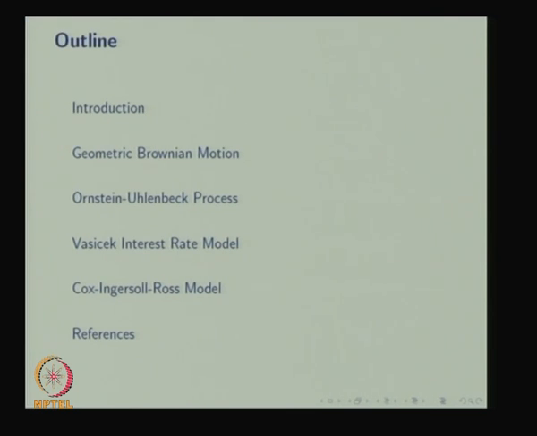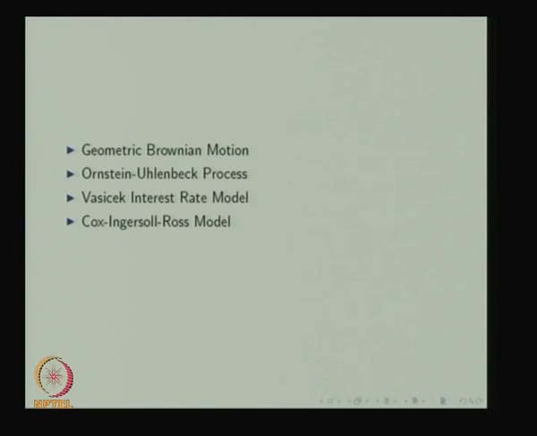The first one is geometric Brownian motion, and that's a stochastic process. The corresponding stochastic differential equation is called the Black-Scholes model. The second model is the Ornstein-Uhlenbeck process. The third and fourth are the interest rate models. So these 4 models we are going to discuss in this lecture in detail.